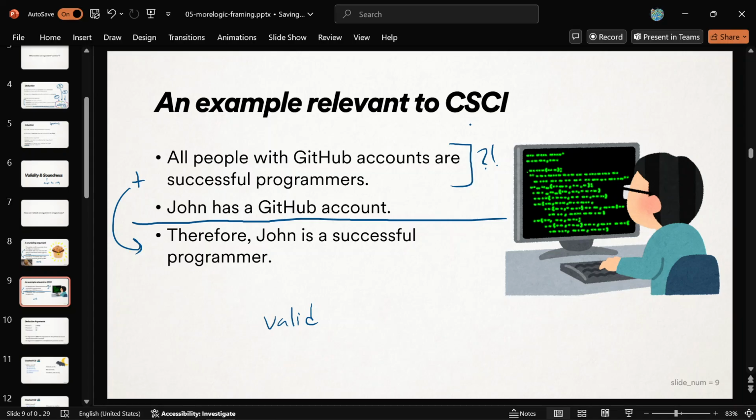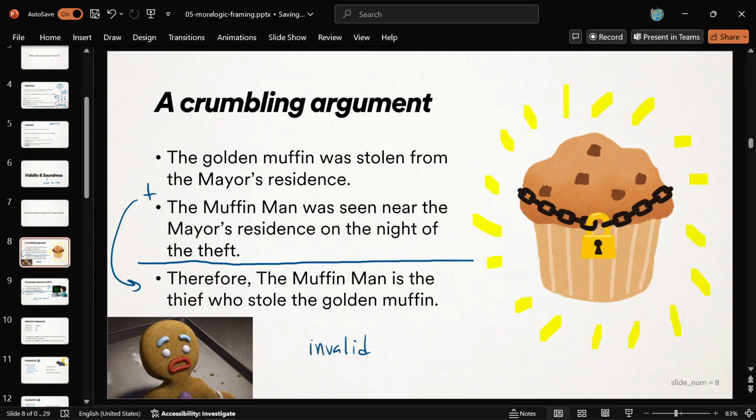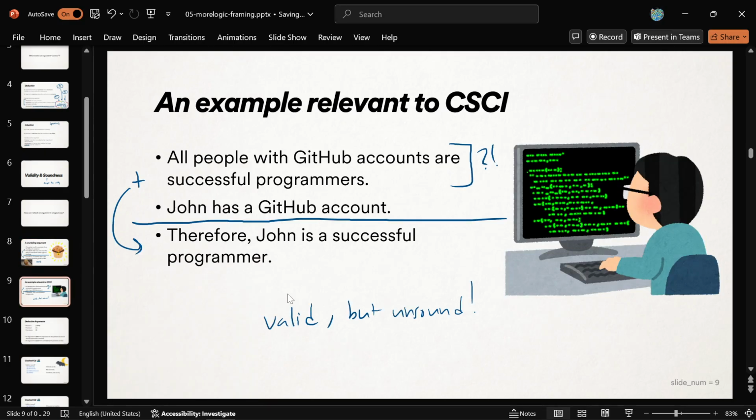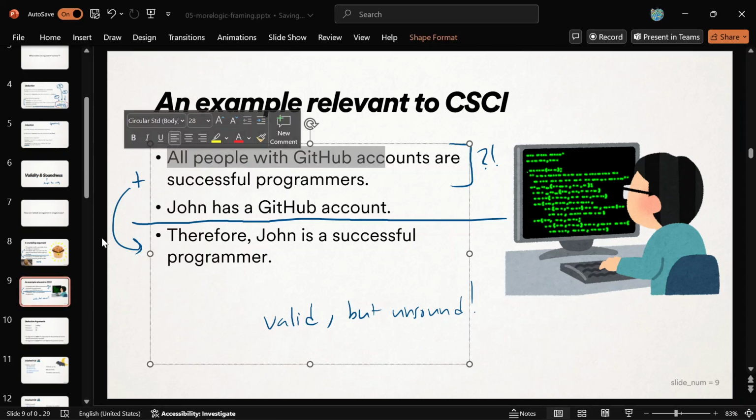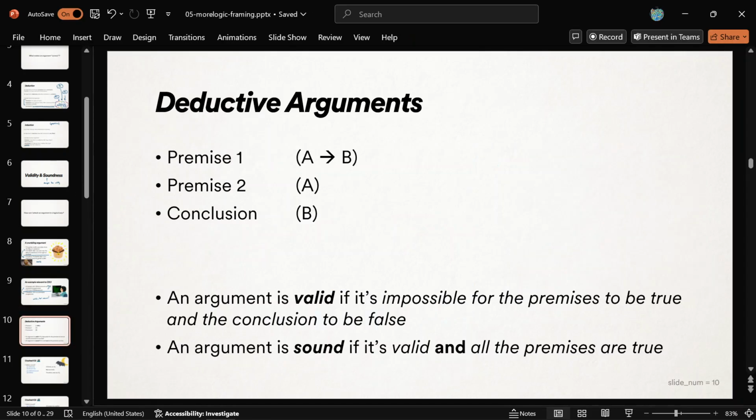It doesn't actually make sense, right? So it's valid, but unsound. So these are the terms I'm trying to teach you. I'll give them their real definitions now, but these are two issues. The argument can just be invalid to begin with, or it could be valid but not actually sound. Still doesn't make sense, because we don't like this assumption. So that's the difference. Let's talk about it.